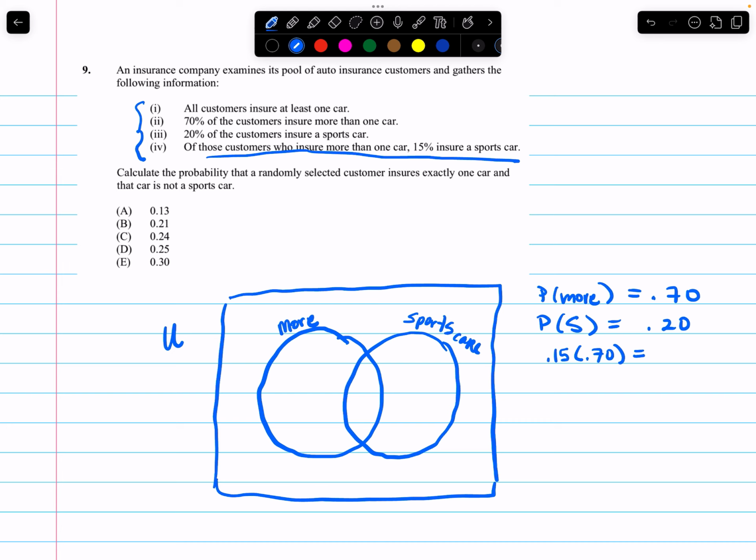Okay, so what do we have here? 3, I think it's 0.105. Yeah, there we go. 0.105 is what goes here. All right, now we can use that piece of information to figure out the rest. So this should be 69.5. That would make that sum up to 70, and then this should be 0.095. That would sum up to 20.